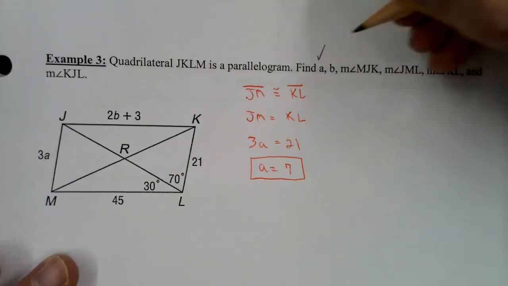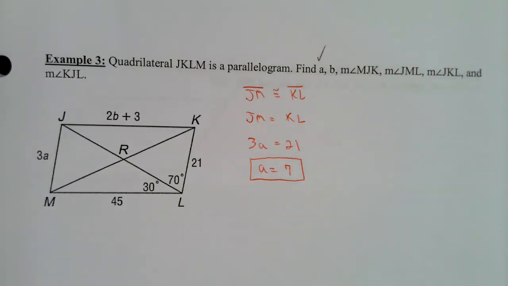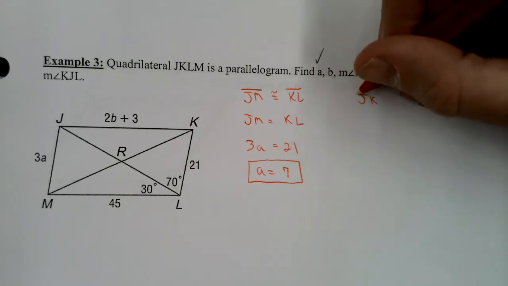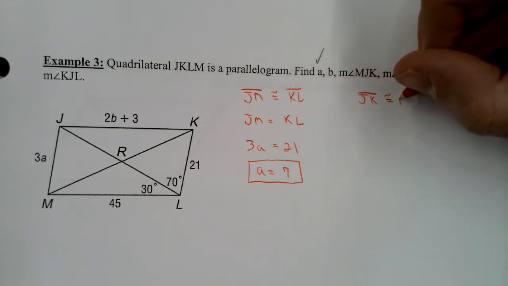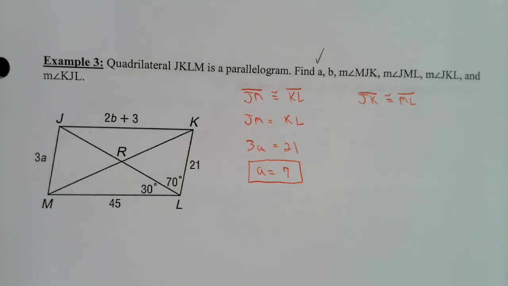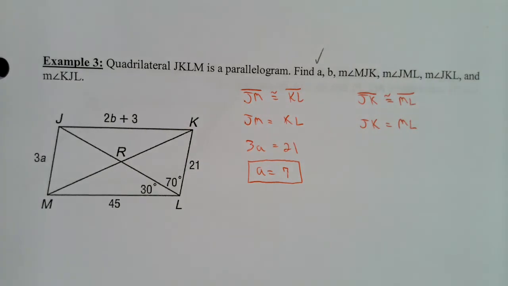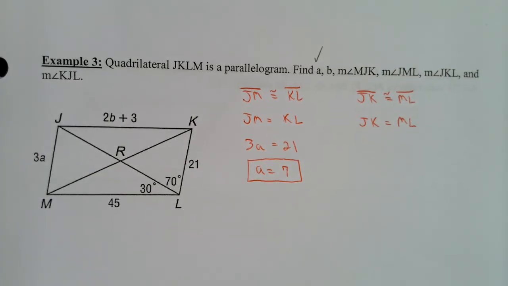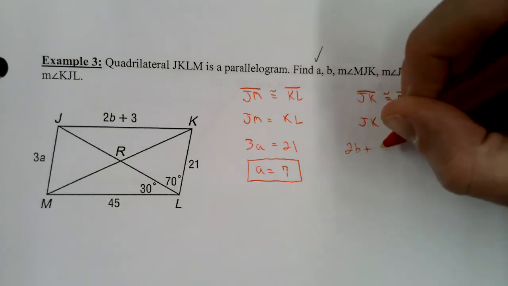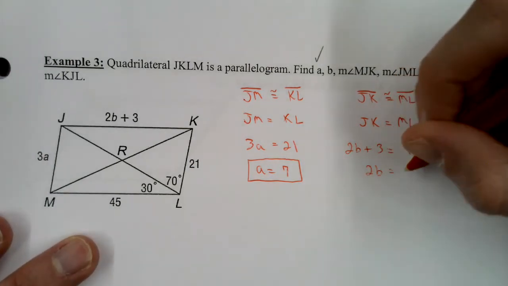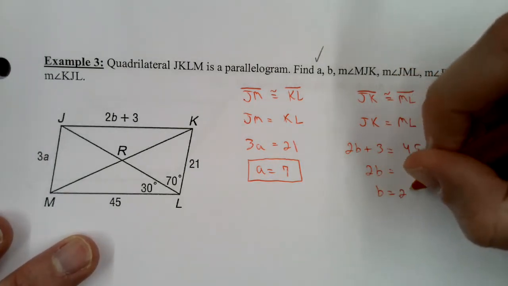Check off each part so I don't forget any. Now let's find B. We know that JK is congruent to ML because the opposite sides in the parallelogram are congruent. So JK equals ML. So 2B plus 3 equals 45. 2B equals 42. B equals 21.